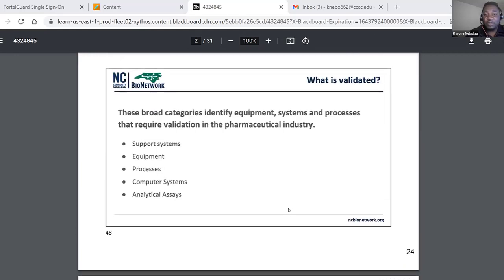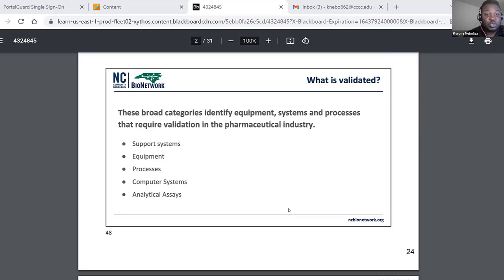There are broad categories that identify equipment, systems, and processes that require validation in the pharmaceutical industry. So these are support systems like your water for injection or your utilities. You have your equipment. These are equipment that you use to manufacture, such as your bioreactors, your centrifuges. Processes. This is the overall process, your steps that you take to manufacture. Your system, computer system.